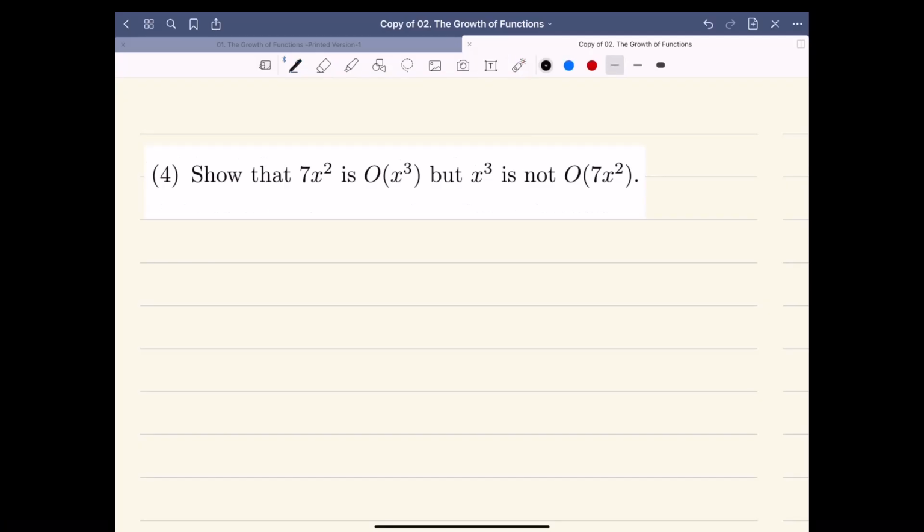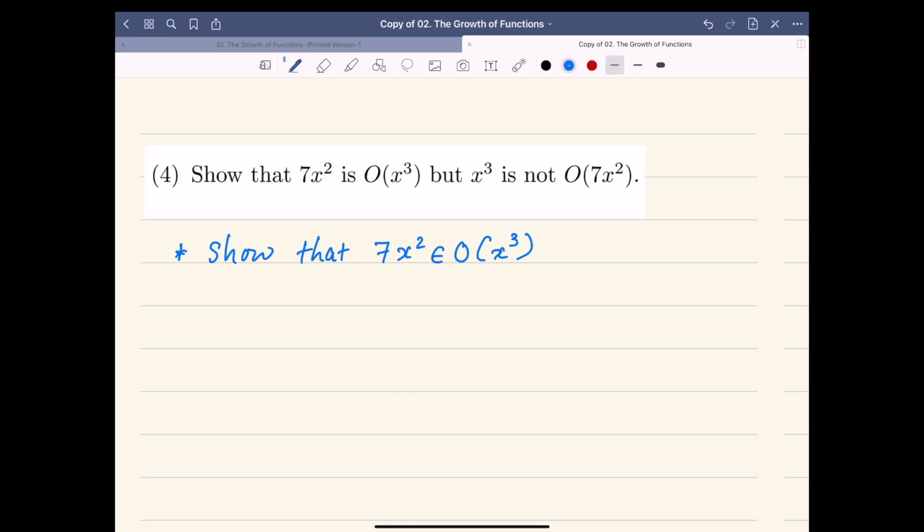So the first part, show that 7x squared belongs to big O of x raised to power 3. In other words, find two witnesses in the basic definition.